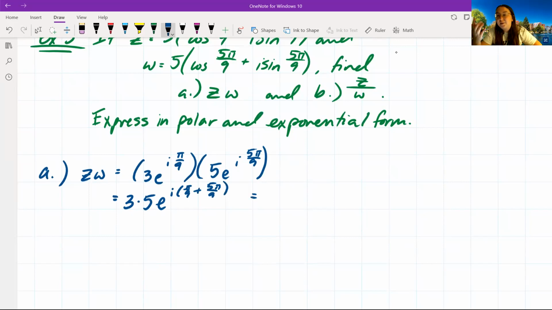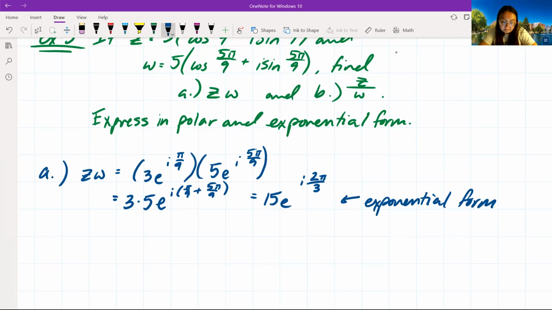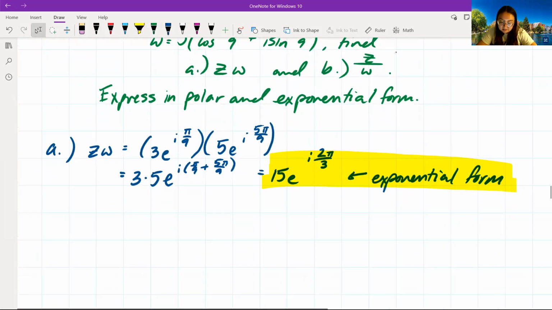And now we simplify. So 3 times 5 is just 15. Then we have e to the power of pi over 9 plus 5 pi over 9 is going to give us 6 pi over 9, which simplifying gives us 2 pi over 3. So we have i times 2 pi over 3. And this here, this is in our exponential form. Remember, we want our answer in polar form and exponential form. So we'll put this into polar form.